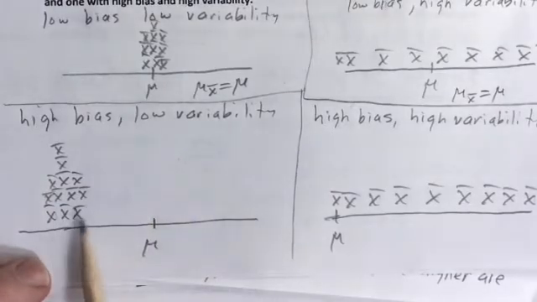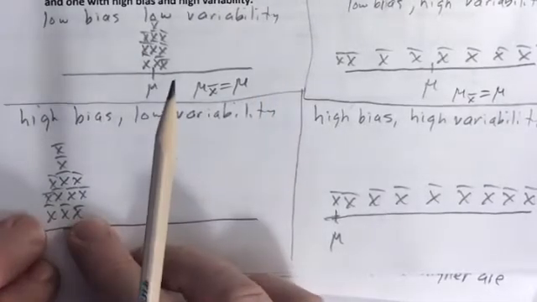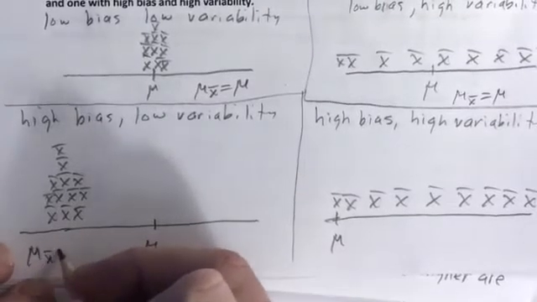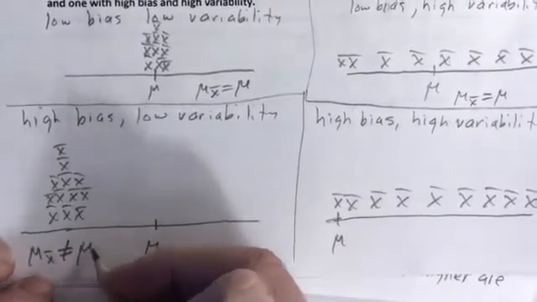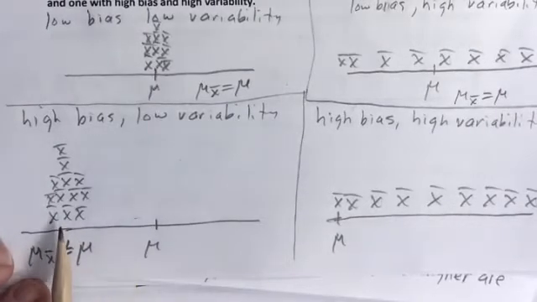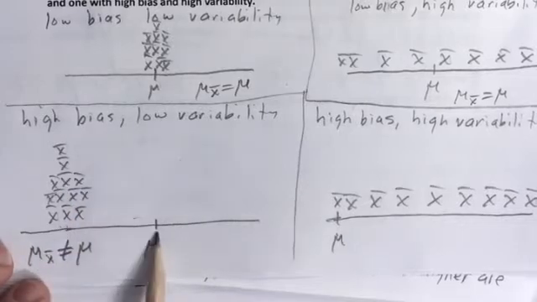It's low variability because they're all scrunched together, but it's high bias because the mean of the X bars is not equal to mu. When you average these, it's not equal to mu. So that's a bias situation. We're doing a bad job of collecting data here, because my X bars are systematically too low for the mu.